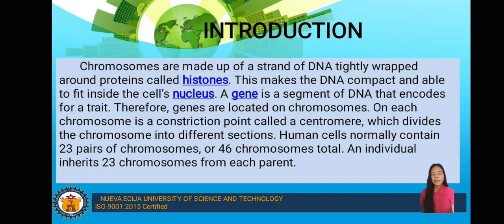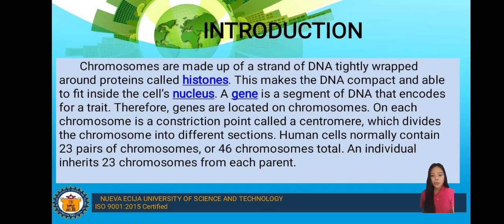Chromosomes are made up of a strand of DNA tightly wrapped around proteins called histones. This makes the DNA compact and able to fit inside the cell's nucleus. A gene is a segment of DNA that encodes for a trait. Therefore, genes are located on chromosomes.